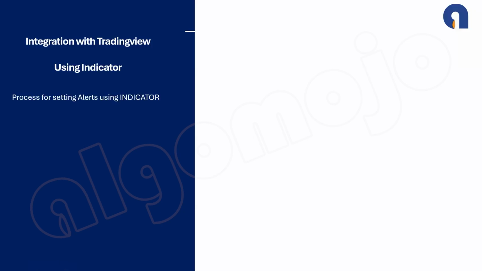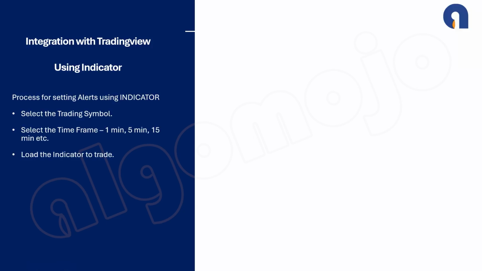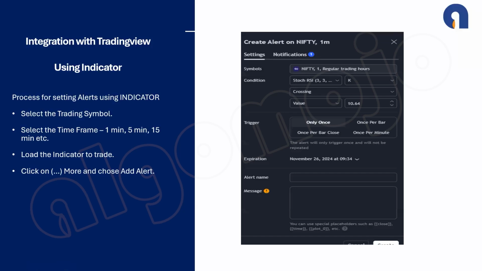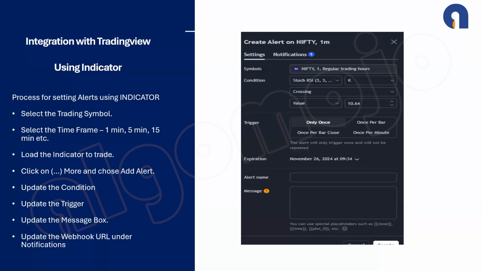So in case you are using an indicator, then the process for setting up alerts for an indicator is that first select as usual the trading symbol, select the time frame, and select the indicator that you want to trade. Then click on that more button and choose the add alert functionality, and then update the condition and the trigger. And once both are updated, update the message box. For indicators, remember you have to create two alerts, one for entry and the other for exit, and then update the webhook here relevant to that study.